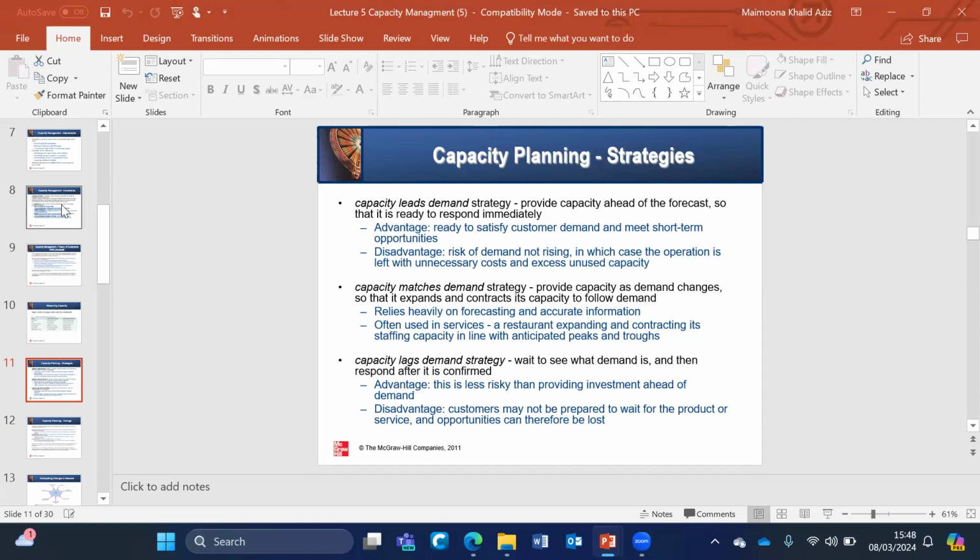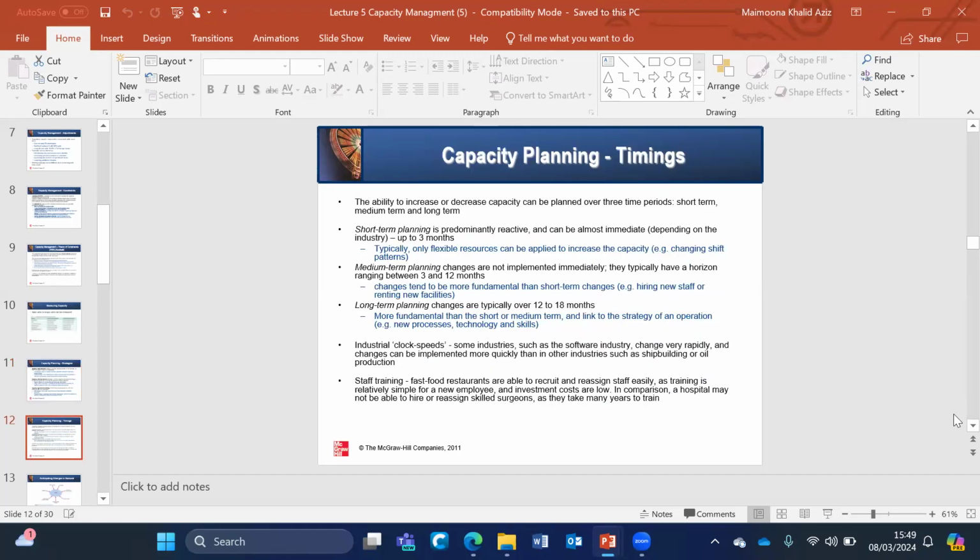And capacity matches demand. That means you try your best to match the demand and produce as much as needed. You need to rely heavily on forecasting. And capacity lags demand. That means you wait to see what the demand is and then you handle your capacity accordingly. You wait for the demand to go up before you increase your capacity, and that helps you get rid of any costs.